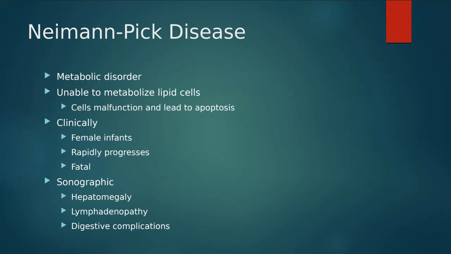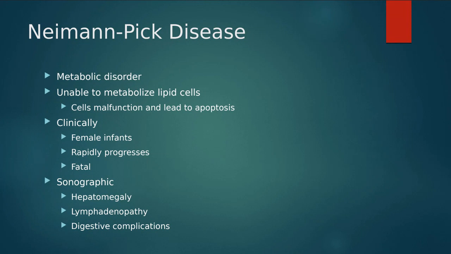Clinically, this is common in female babies. It rapidly progresses because if our body is unable to break down fat cells and lipid cells, unfortunately, our organs are going to malfunction and then potentially lead to organ failure and cellular death. So it can progress to become a fatal condition. On ultrasound, we're going to see hepatomegaly, we could see lymphadenopathy, we're going to have digestive complications.